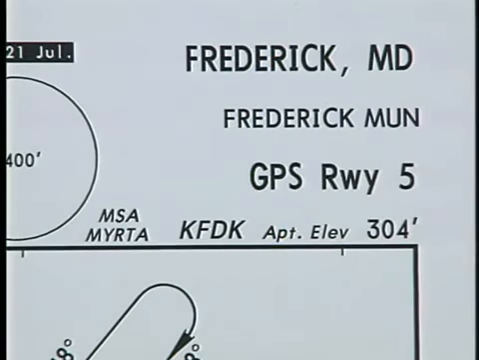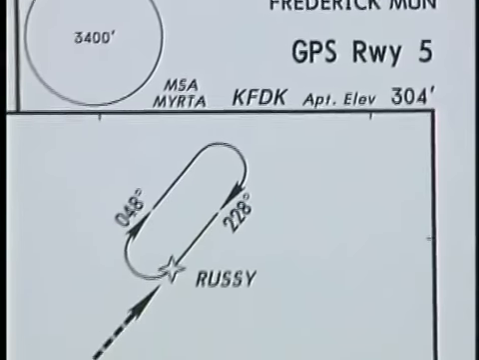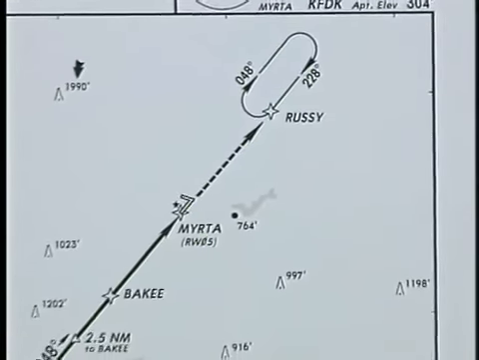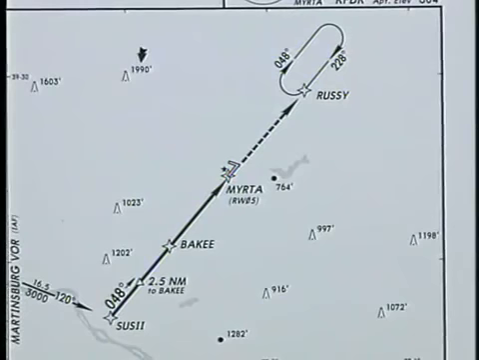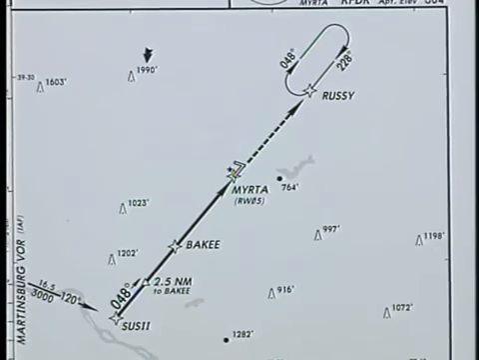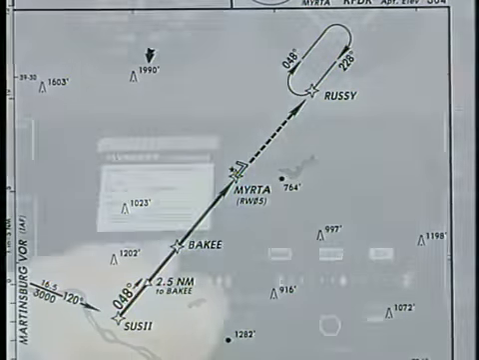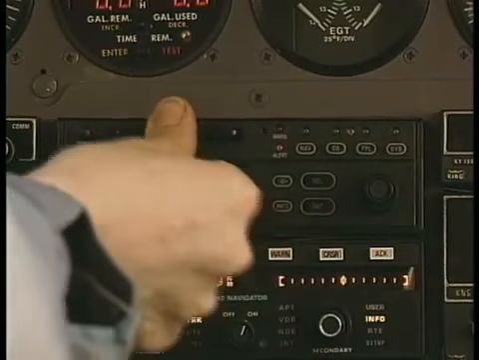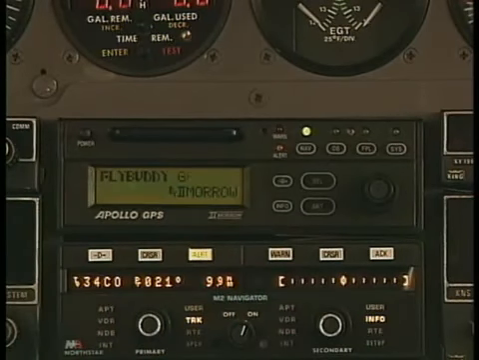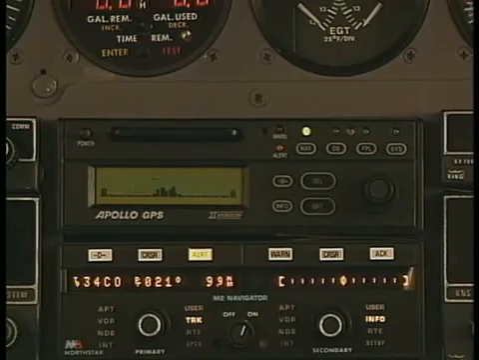The benefit of GPS is that approaches can be developed at airports that do not have the ground-based equipment necessary for a conventional approach. For example, this approach at Frederick, Maryland is based entirely on GPS. In this situation, the approach procedure is comprised of several fixes that are contained in a GPS database. As you practice, you'll find that using GPS equipment to fly instrument approach procedures is as simple as navigating with traditional equipment.